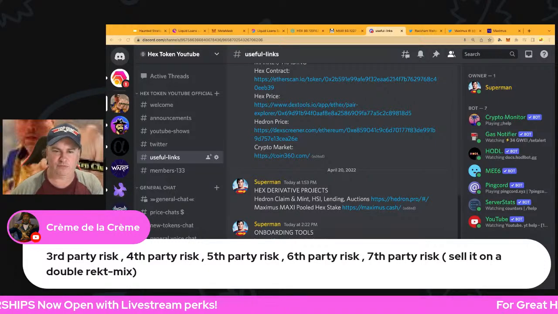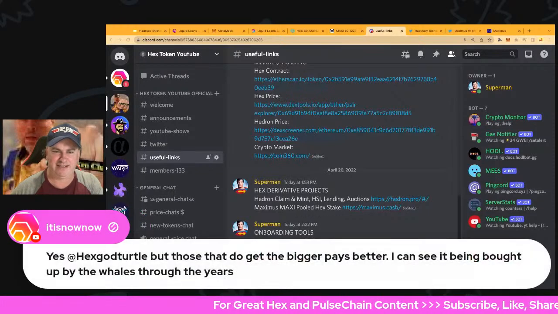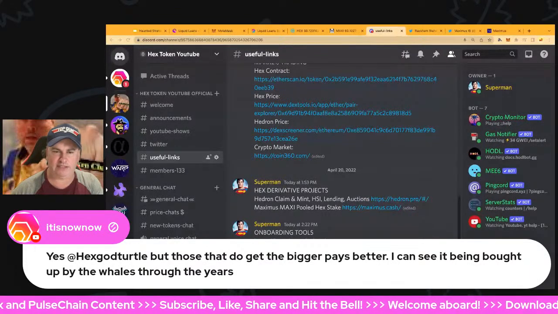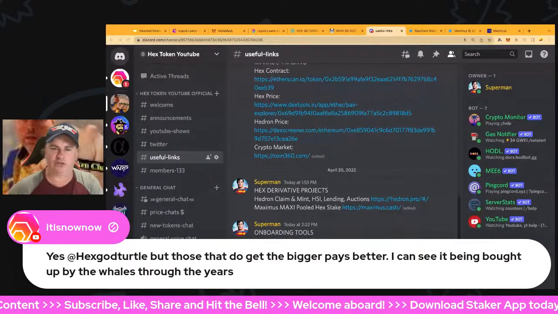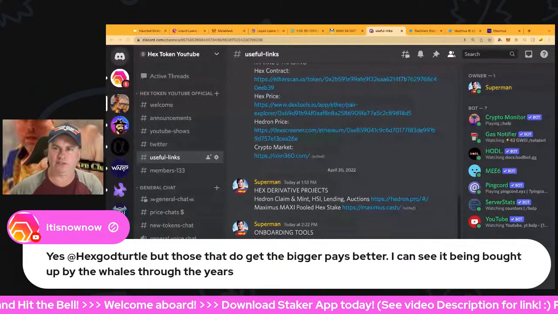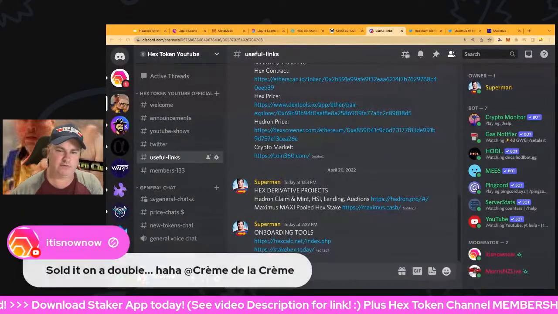Cream says third party risk, fourth party risk, fifth party risk, sixth party, seventh party, sell it on a double. Direct Max says that. Cream, that's funny. Yes, though, those who get the bigger pays better, I can see it being bought up by the whales. That's true too. That's a really good comment. With the bigger pays better, you might get some larger holders that maybe didn't participate buy it up. So that's definitely a chance for that.